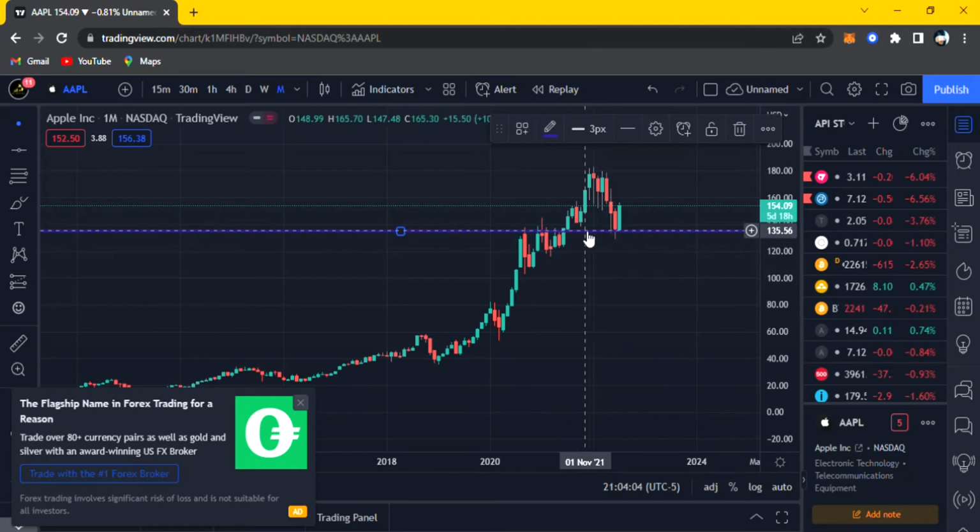If I look left, I can see it hits this line of support once, 2 times, 3, 4, 5, 6, 7 times, all the way back to September 1st of 2020. So that means this is a pretty good line of support here.